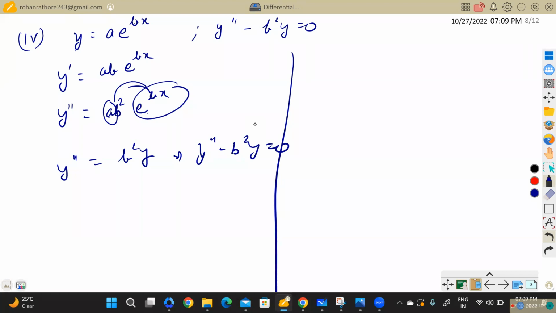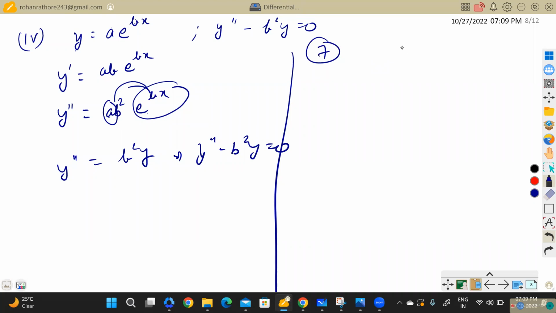The number of arbitrary constants here is only one. We have only a. So we are going to differentiate this equation once to get something like the given differential equation. Okay, let's do question 7.